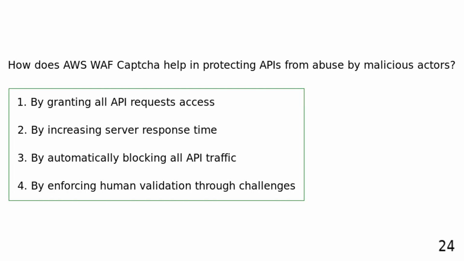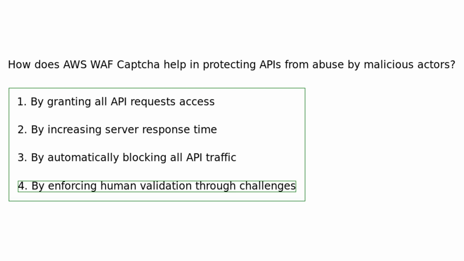How does AWS WAF Captcha help in protecting APIs from abuse by malicious actors? By granting all API requests access. By increasing server response time. By automatically blocking all API traffic. By enforcing human validation through challenges. AWS WAF Captcha helps protect APIs from abuse by malicious actors by enforcing human validation through challenges that are difficult for bots to solve, reducing the risk of unauthorized access and data theft.